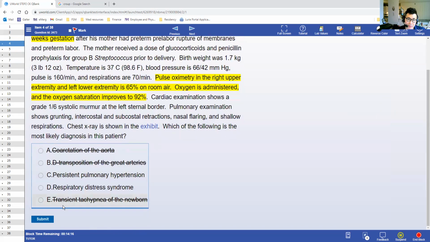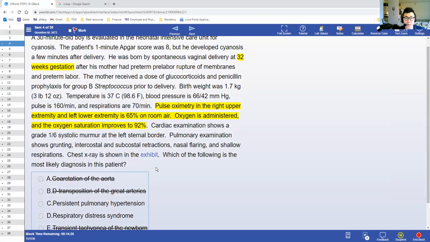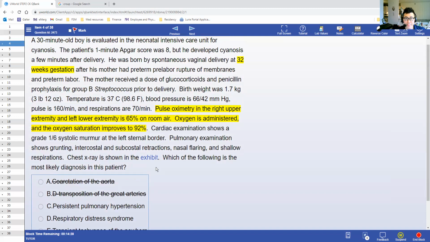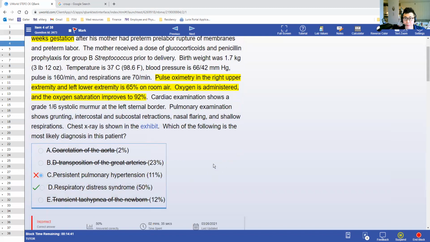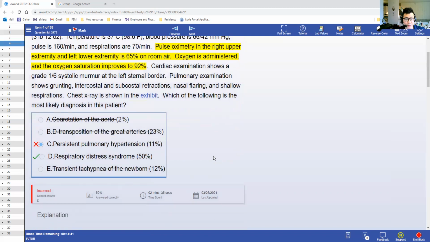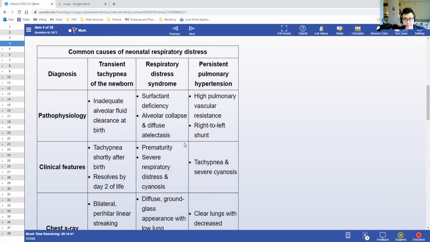NRDS. However, I do think this could be persistent pulmonary hypertension. Blood's just not getting into the arteries because there's so much fluid. And once you give the oxygen, that kind of pushes out the fluid, and then the blood goes in, and then everything's hunky dory. And I'm wrong again. Wow. Pulmonology is not treating me well today at all. So this is respiratory distress syndrome. Pete's poem. I need to review Pete's poem.